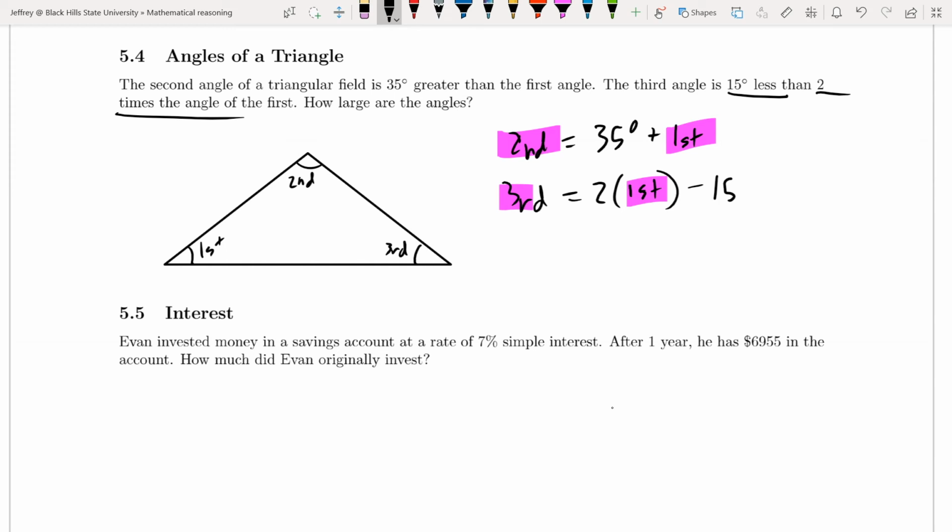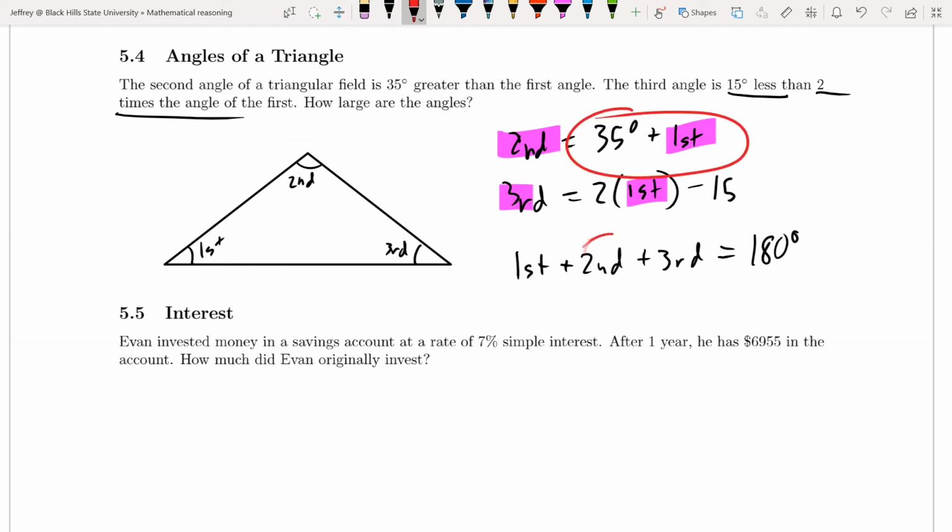But what you may need is the fact that if you take the first plus the second angle plus the third angle, and this is true for every triangle, adding up all 3 angles will give you 180 degrees. So we're going to take the formula for the second angle and plug that in here, and take the formula for the third angle and plug that in here.